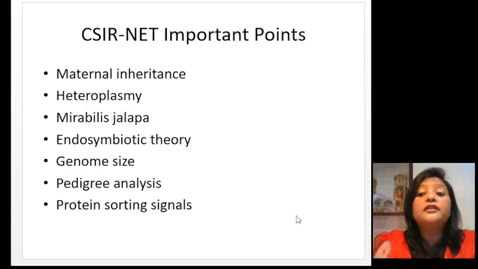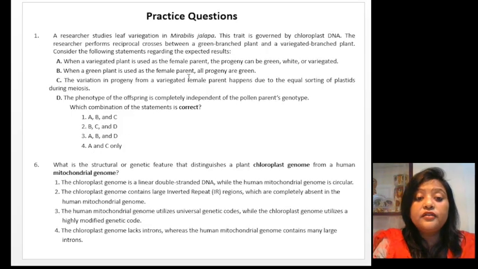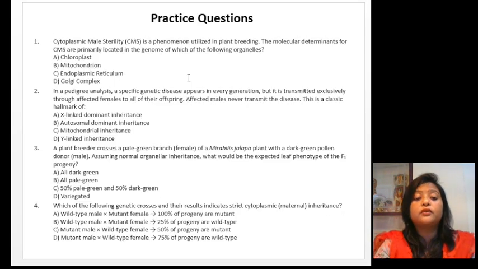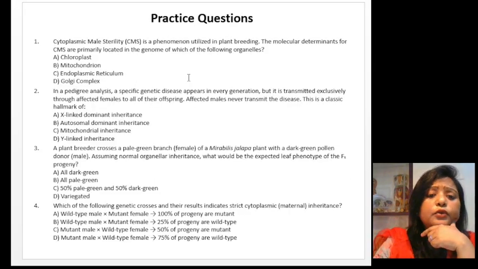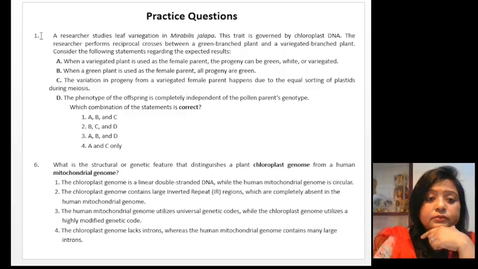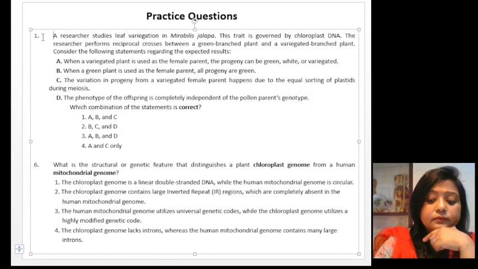Now, what are the topics that are important for the CSIR exam? Maternal inheritance, heteroplasmy, Mirabilis jalapa experiment, endosymbiotic theory, genome size, pedigree analysis, and protein sorting signals. Many questions come from these topics. I have given 6 questions here. I'm sorry, the numbering is a bit different here. So this is question number 5. Sorry for this.